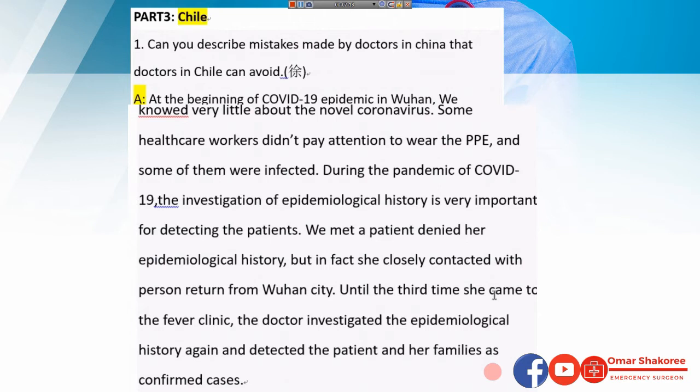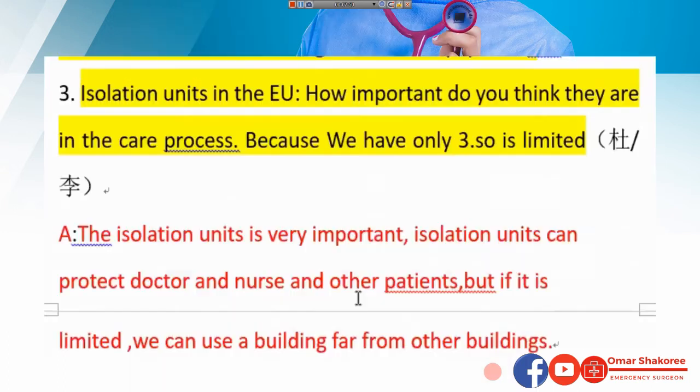They said we met a patient who denied her epidemiological history, but in fact she was in close contact with a person returned from Wuhan City. Until the third time she came to the fever clinic, the doctor investigated the epidemiological history again and found the patient's epidemiological history was positive, and the patient and her family were treated as confirmed cases.